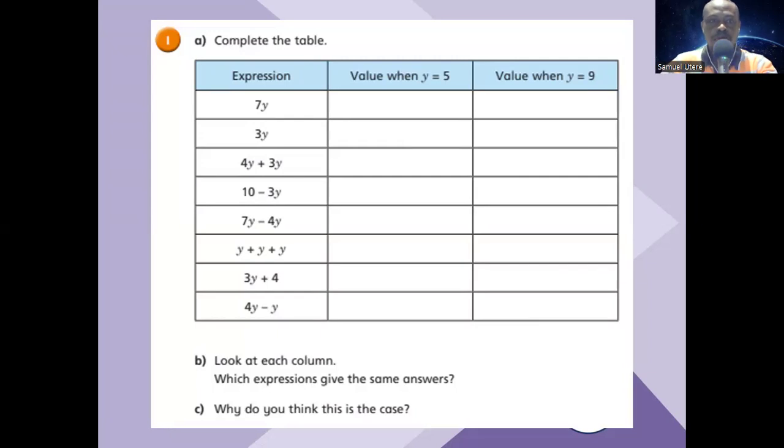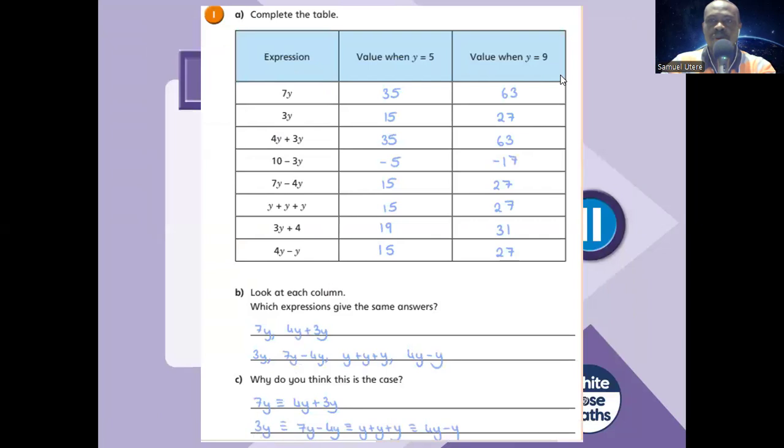Okay, assuming you've paused the video and you've really worked hard through this, here are the answers. Let's discuss them. Question 1, you were asked to complete the table. So this is again substitution. So you want the value when y is 5, and here you want the value when y is 9. Okay, and here is what you get. By now you should know how to do substitution. If not, you can go and watch our early videos.